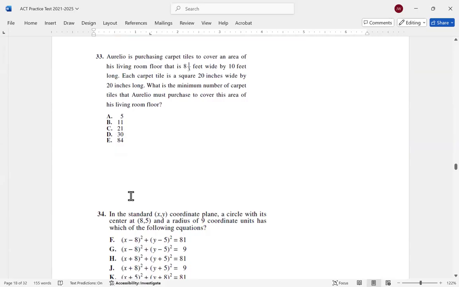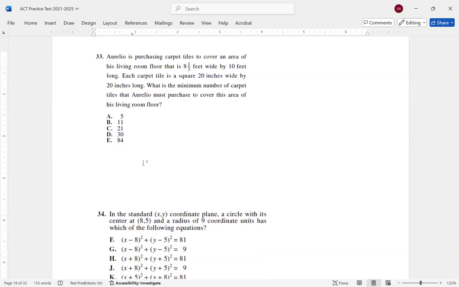Question 33. Aurelio is purchasing carpet tiles to cover an area of his living room that is 8 1/3 feet wide by 10 feet long. Each carpet tile is a square 20 inches wide by 20 inches long. What is the minimum number of carpet tiles that Aurelio must purchase to cover this area of his living room floor?